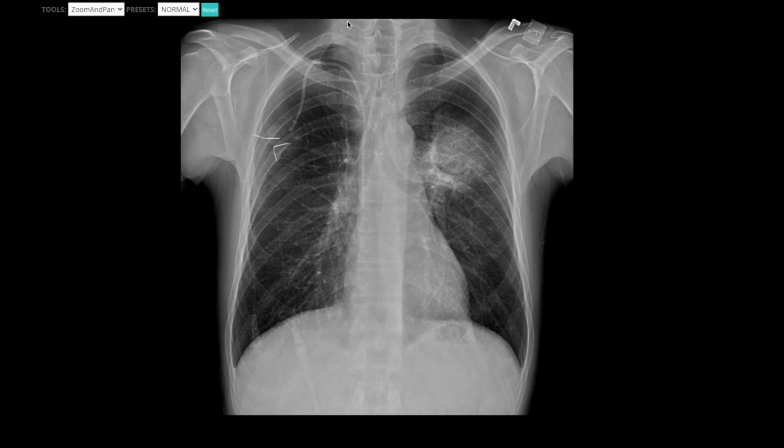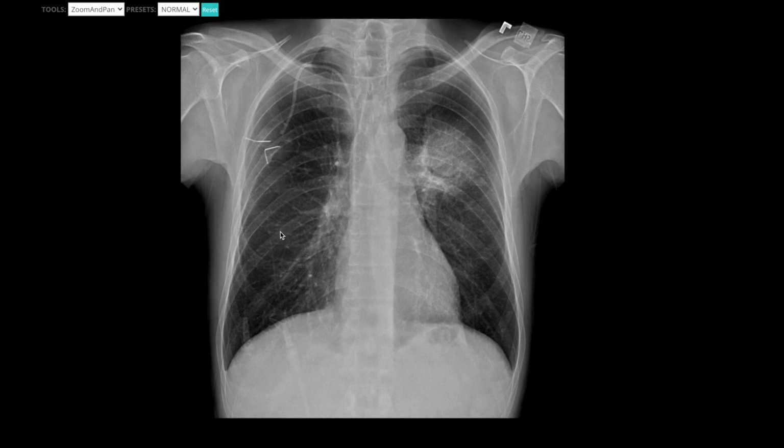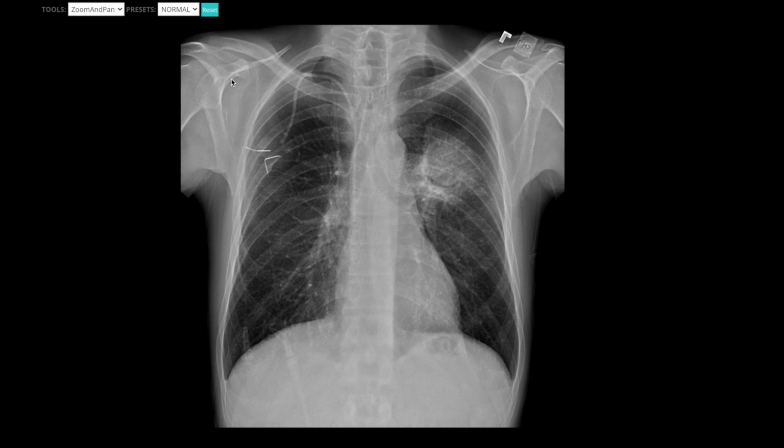Next thing we're going to be doing is looking at the bones. The bones are going to be very tricky. You'll miss a lot of non-displaced rib fractures. Even displaced rib fractures are pretty easy to miss. But make sure you always look at the clavicles. Make sure you always look at the scapula. Make sure you always look at every single bone and just trace the margin.